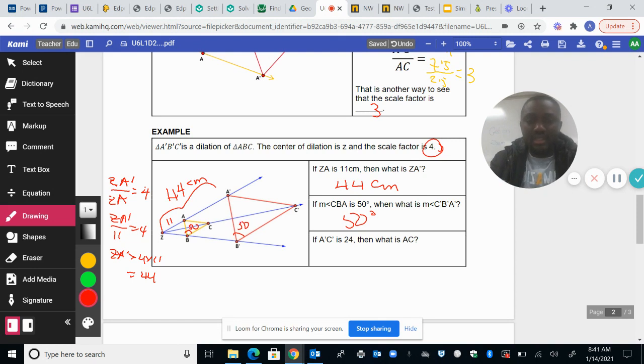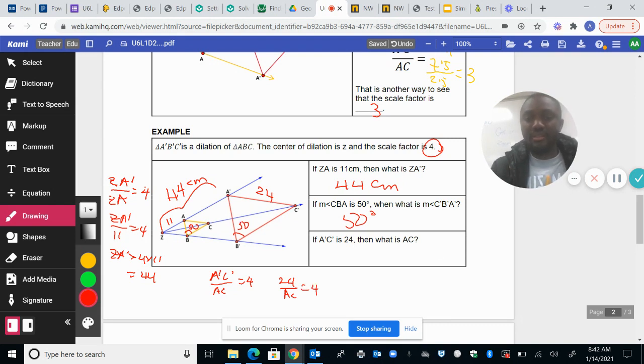And the last one says if A prime C prime, so it means one side on the image is 24. So what is AC? Since A prime C prime and AC are similar, we're going to do a calculation here too. We take A prime C prime, the image, over the pre-image AC, equals the scale factor. We know A prime C prime is 24, so we have 24 over AC equals 4.